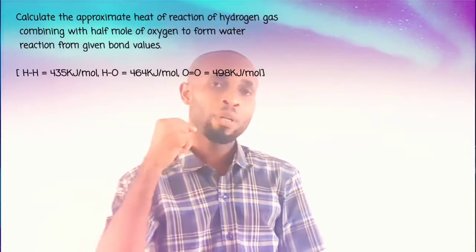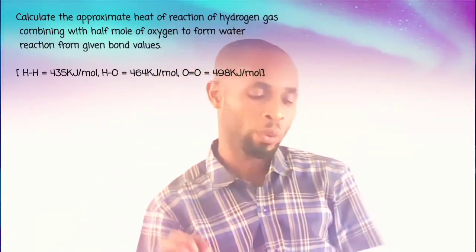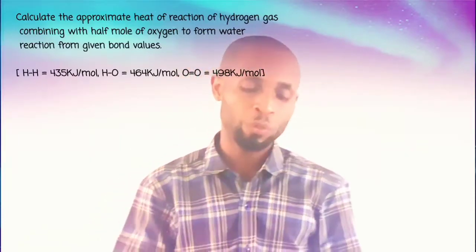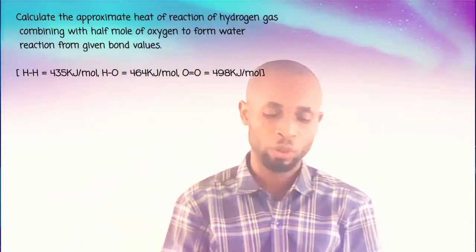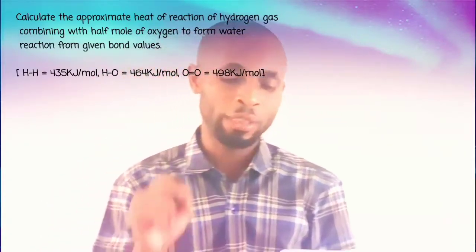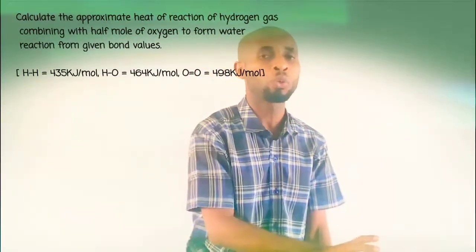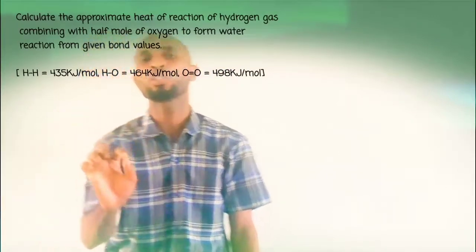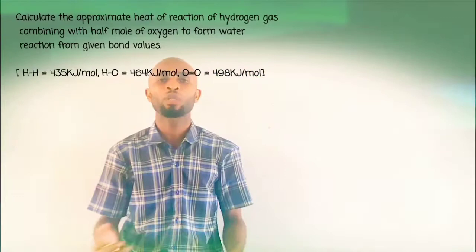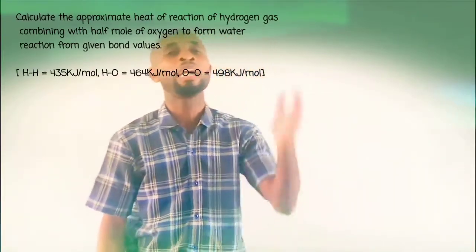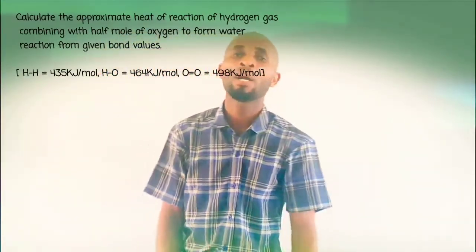We have the hydrogen-hydrogen bond as 435 kilojoule per mole, hydrogen-oxygen as 464 kilojoule per mole, and oxygen double bond oxygen as 498 kilojoule per mole. At the reactant side, bonds are broken, but when we go to the product side, bonds are formed. To calculate the energy required, you just add the reactant and the product energies, and that gives us what we are looking for.